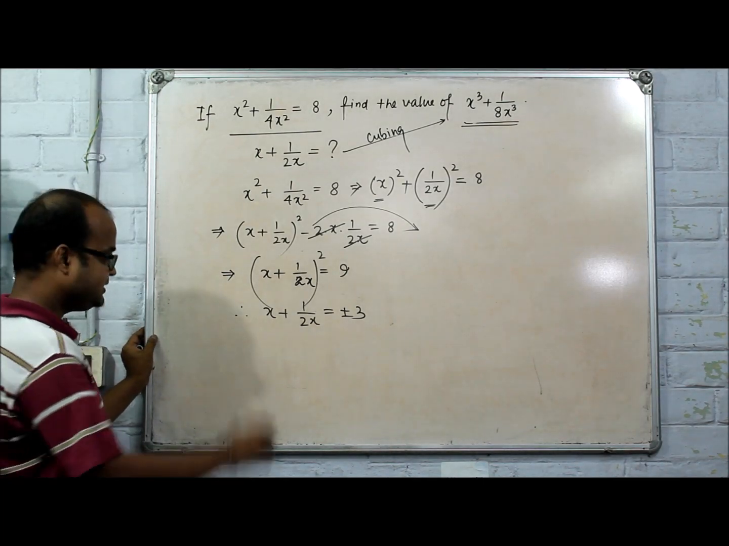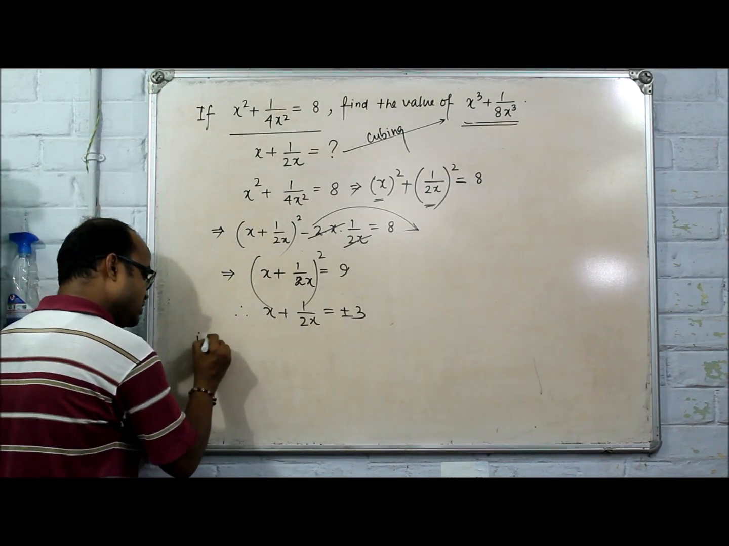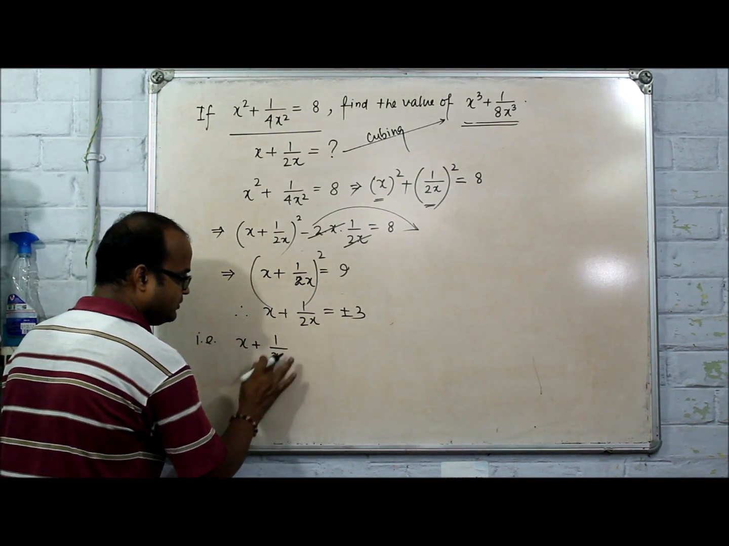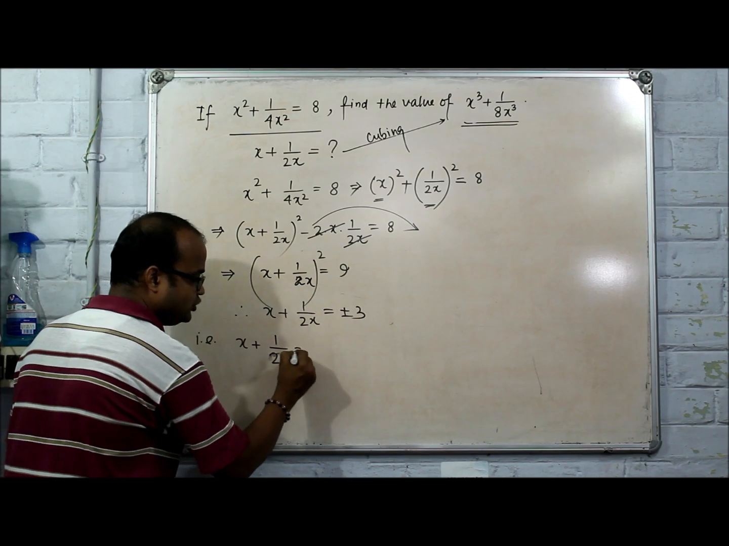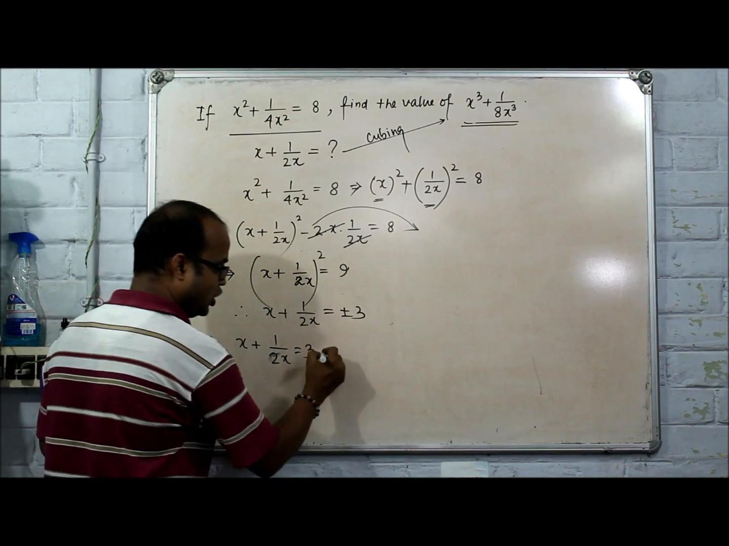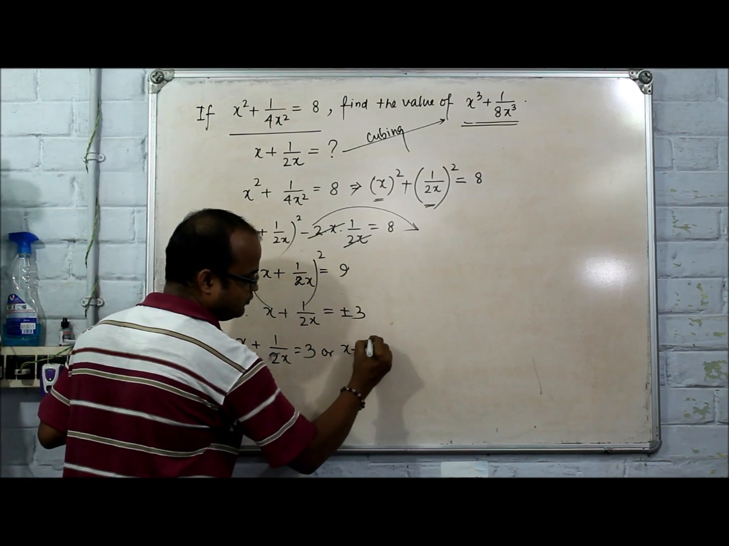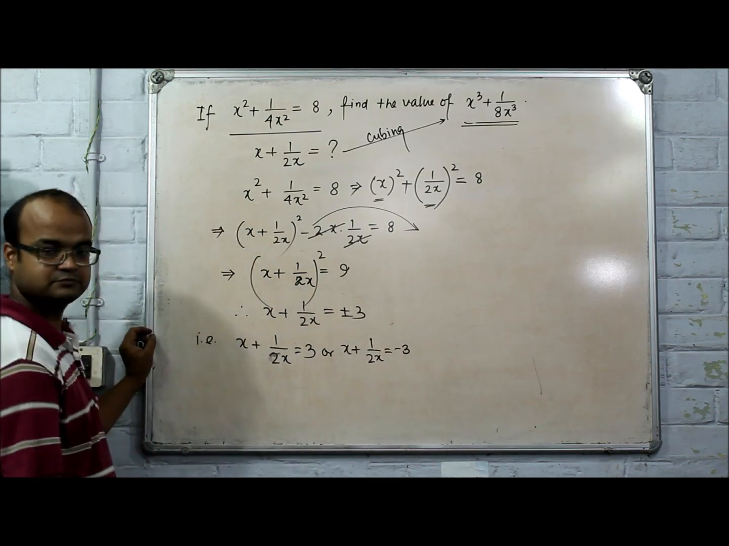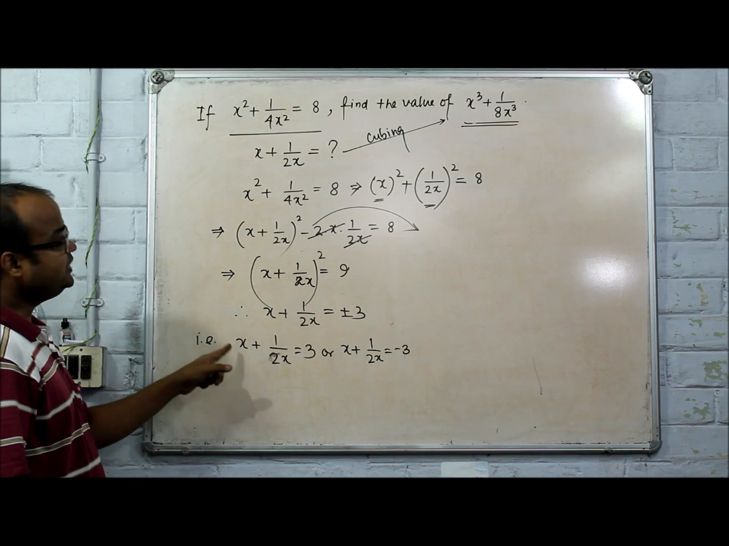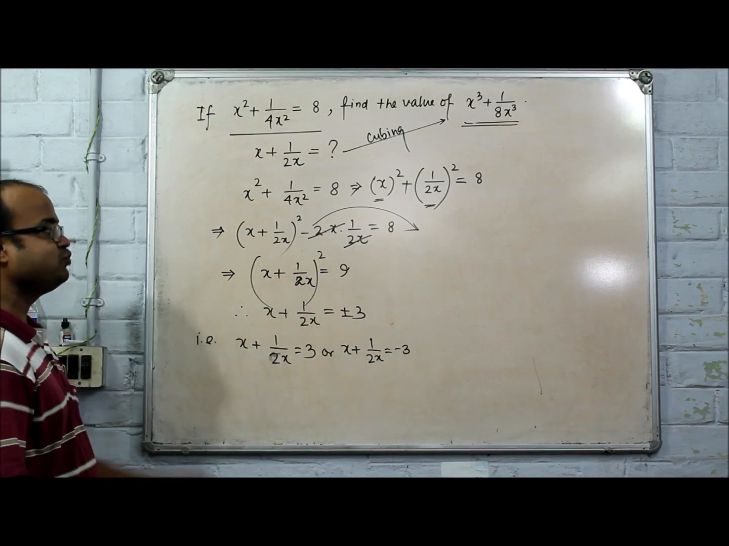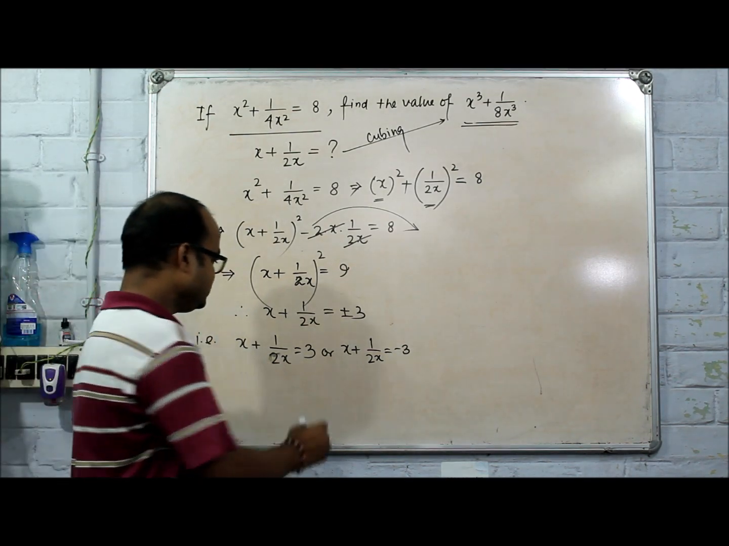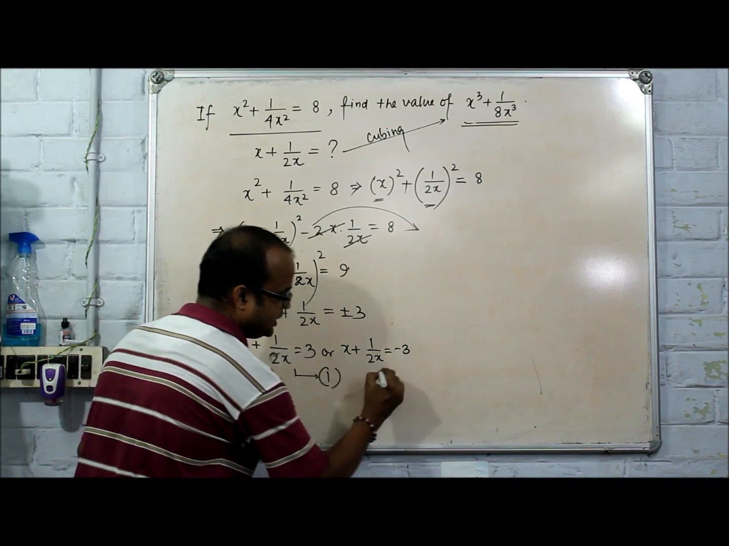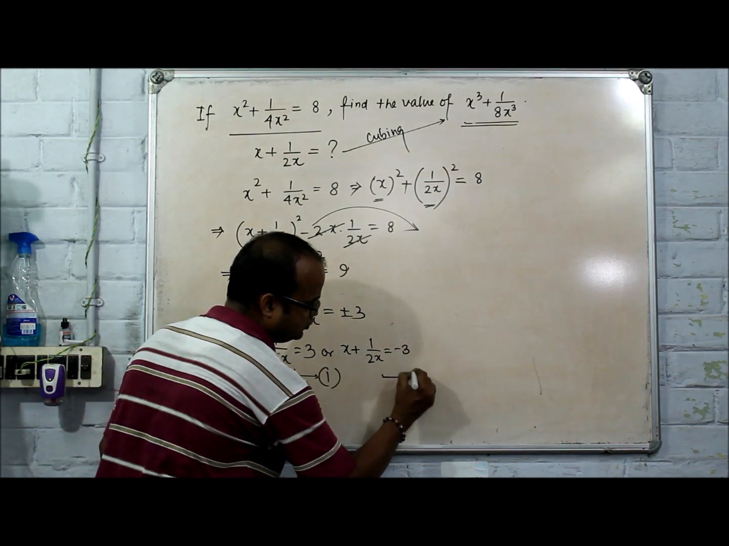Plus minus 9. That means you are getting two values. One is x plus 1 by 2x is equal to 3, or x plus 1 by 2x is equal to minus 3. So we need to find out x cube plus 1 by 8x cube. So suppose this is relation 1 and this is relation 2.